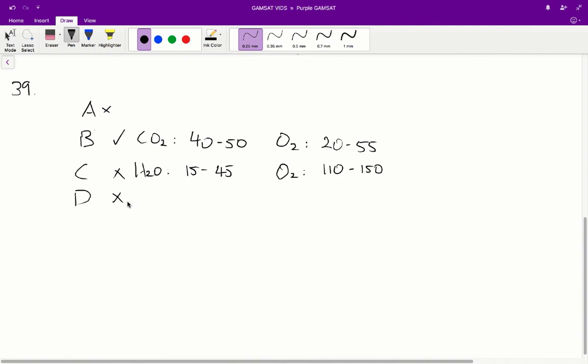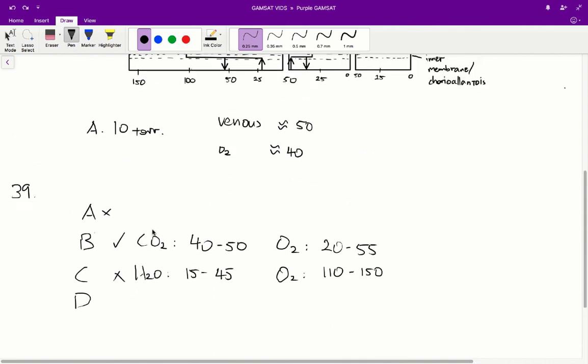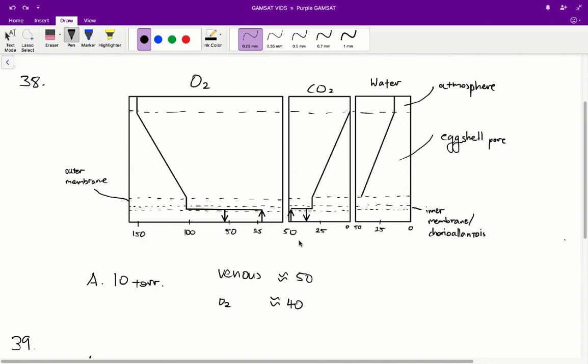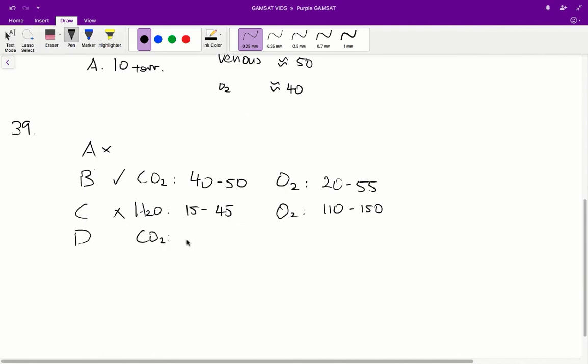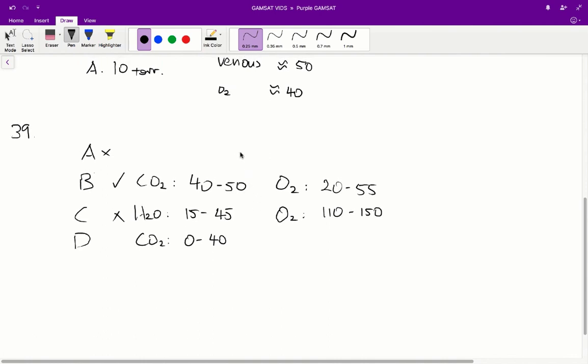So C is wrong, and for D, we're comparing oxygen partial pressure and carbon dioxide partial pressure for the egg outside the embryo. For carbon dioxide, we've got between about 0 and 40-ish. So the carbon dioxide range is between 0 and 40 for the egg outside the embryo. And for oxygen, we can just copy that from before, 110 to 150. So again, no overlap between the ranges. So they're probably not going to be equal at any point. So therefore, the correct answer for question 39 is B.